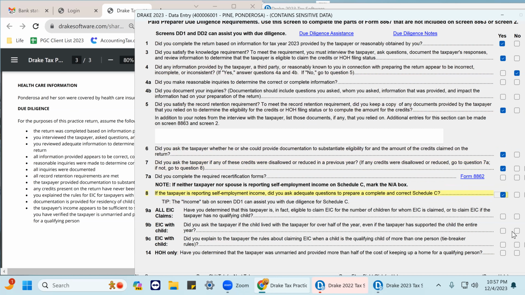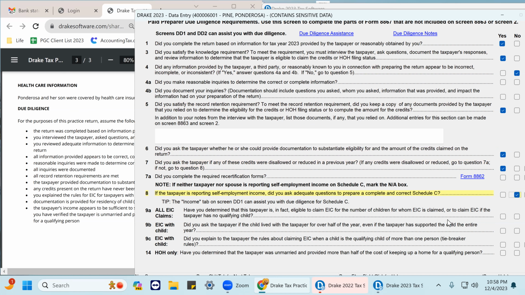Is my answer right? If the taxpayer is reporting self-employment income, did you ask accurate questions to prepare a complete and correct Schedule C? Am I right, based on this client? I don't know what a Schedule C is. I believe it is a self-employment income tax return form. Victoria, this is a tricky question. I tricked you. There's no Schedule C. This person has very straight W-2 income. The answer should be no. I was tricking you.